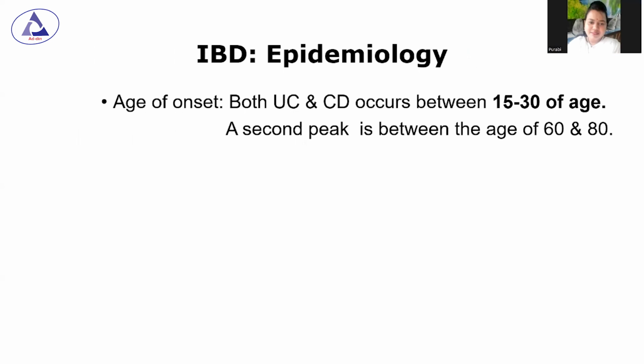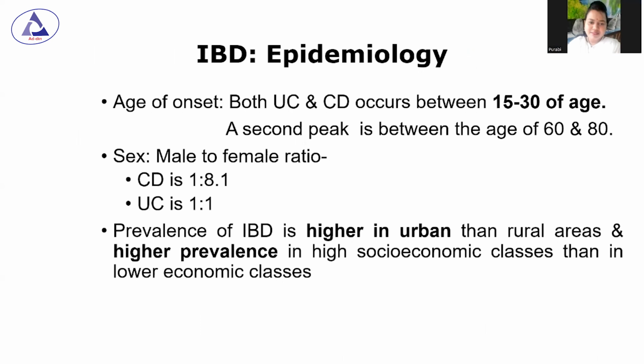Now, epidemiology. Age of onset: both ulcerative colitis and Crohn's disease occur between 15 to 30 years of age. The second peak is between the ages of 60 and 80. Now, the male to female ratio in Crohn's disease is 1:1.8, and in ulcerative colitis 1:1.